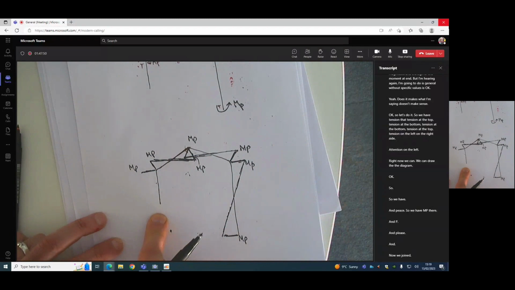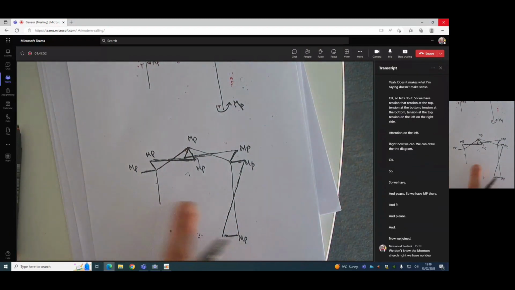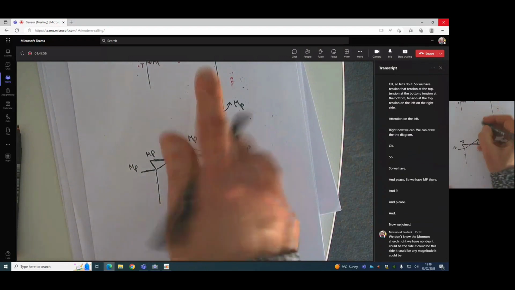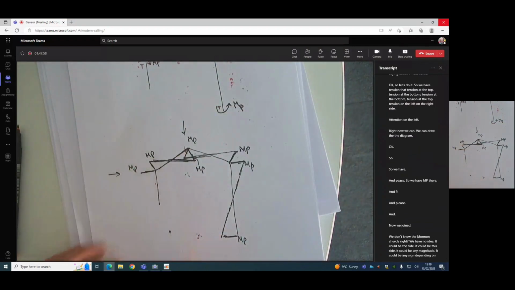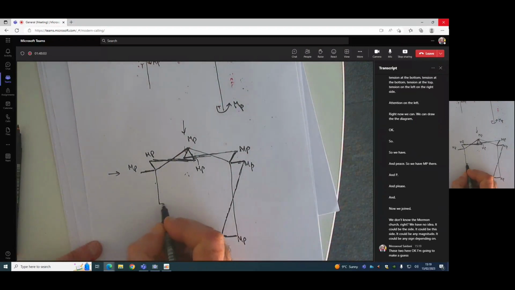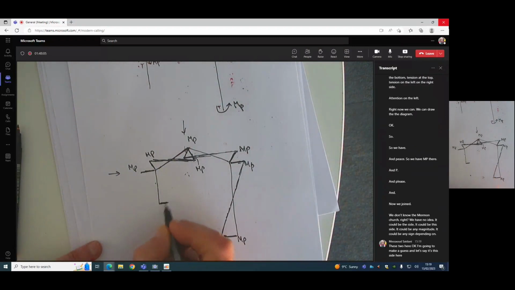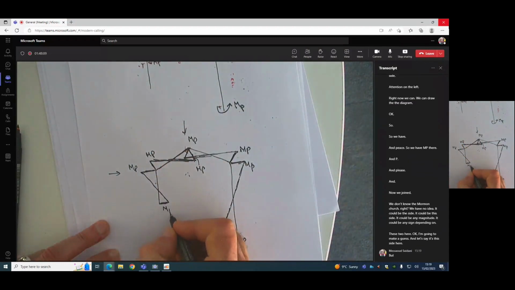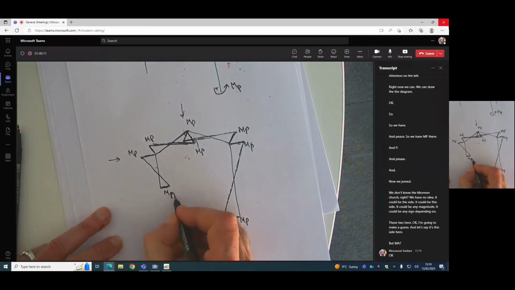We don't know the moment at A. We have no idea. It could be that side, could be this side. It could be any magnitude, it could be any sign, depending on these two here. Okay, I'm going to make a guess, and let's say it's this side here. That's MA.